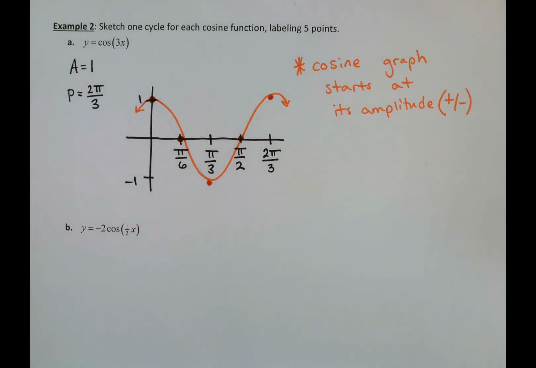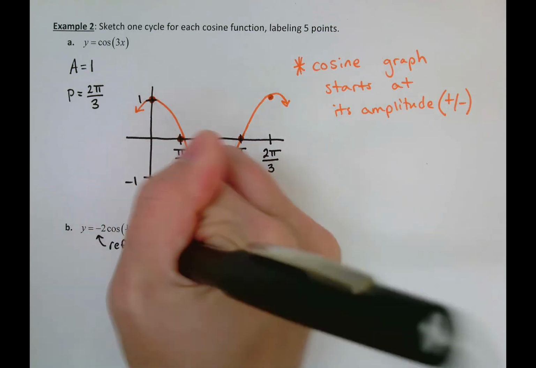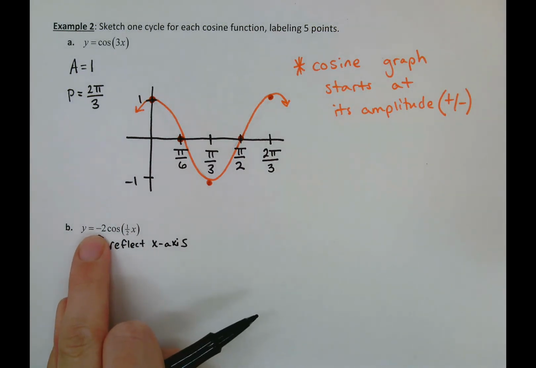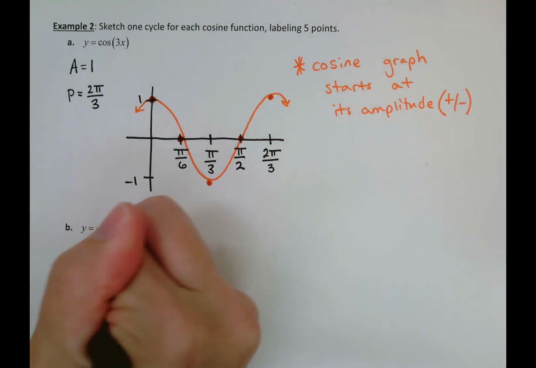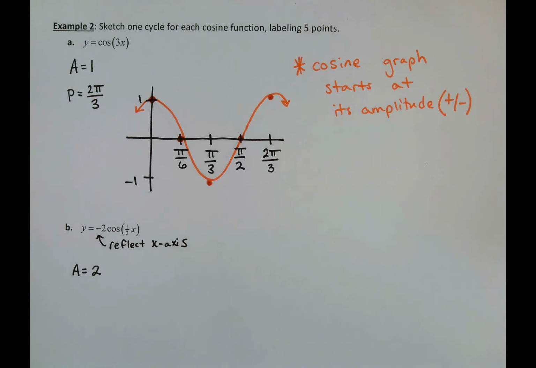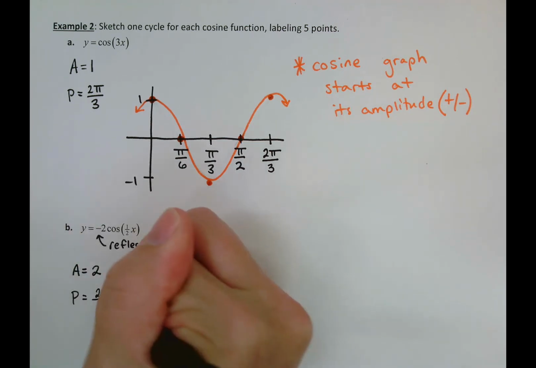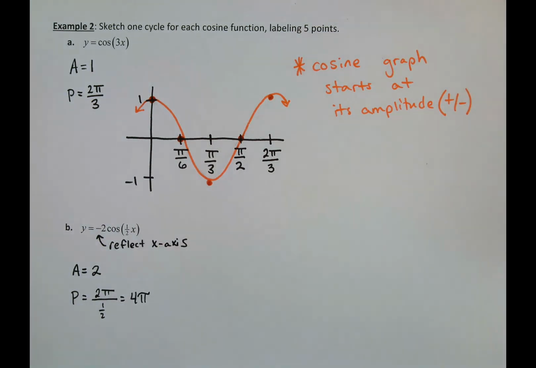All right, so for part B, we've got two transformations now. We have the amplitude has changed as well as our period. We also have this negative, so we know we're going to reflect across the x-axis. So since cosine starts at its amplitude, it's going to start at -2, not at the +2. So just keep that in mind. Now the amplitude, remember, is the absolute value, so we have an amplitude of 2, but the negative just means we're going to start at the negative side. And then the period is going to be divided by a factor of 1/2. So in other words, multiplied by a factor of 2. So we're going to end up having a period of 4 pi.